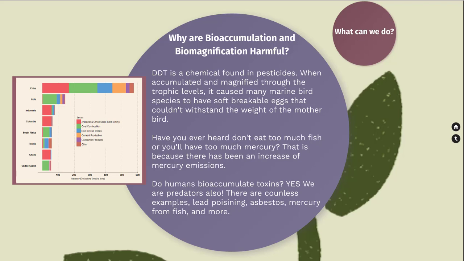Now it is no longer able to be sprayed on crops in such a wide capacity, and that's one of the examples that we learned of through that process. So if you've ever heard, don't eat too much fish or you'll have too much mercury in your body, that's true. And now it's even more of a prevalent point because there's so much mercury emissions into the environment.